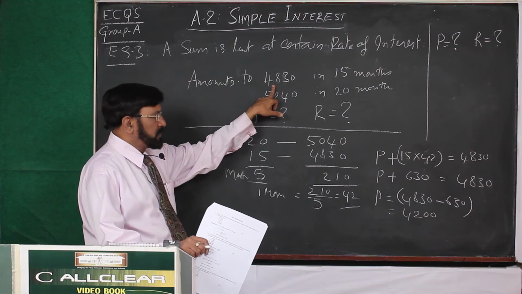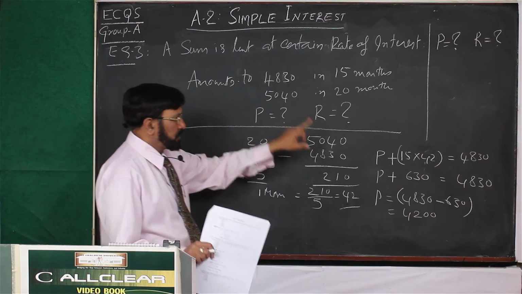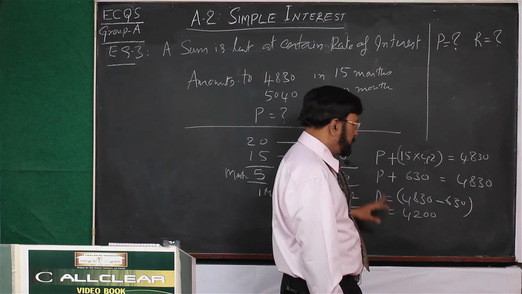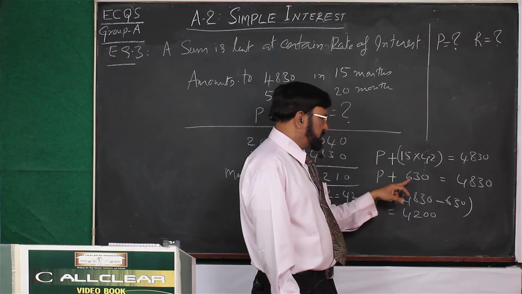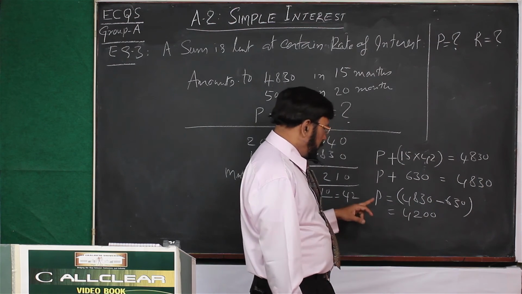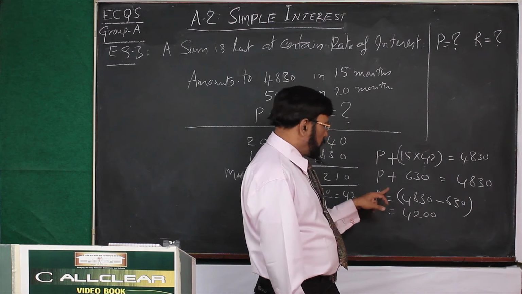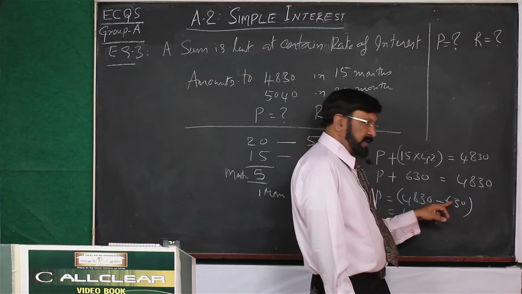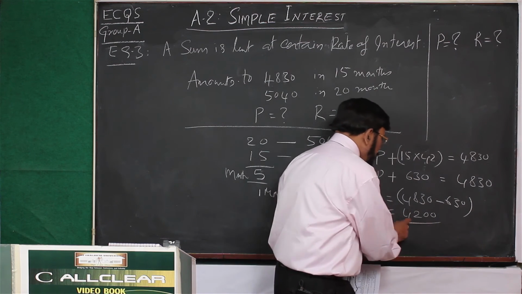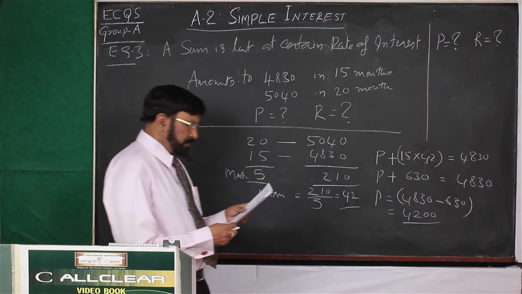Then this is P plus 15 months interest. P plus 15 into 42, 4,830, one equation. P plus, this is 630, 4,830. Now, P is equal to 4,830 minus 630, then 4,200.